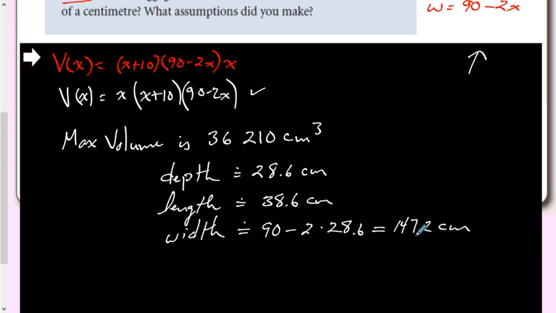So we've answered maximum volume, and then the dimensions, the depth, the length, and the width in order to maximize the volume that we get from that luggage. And that pretty much answers the question.